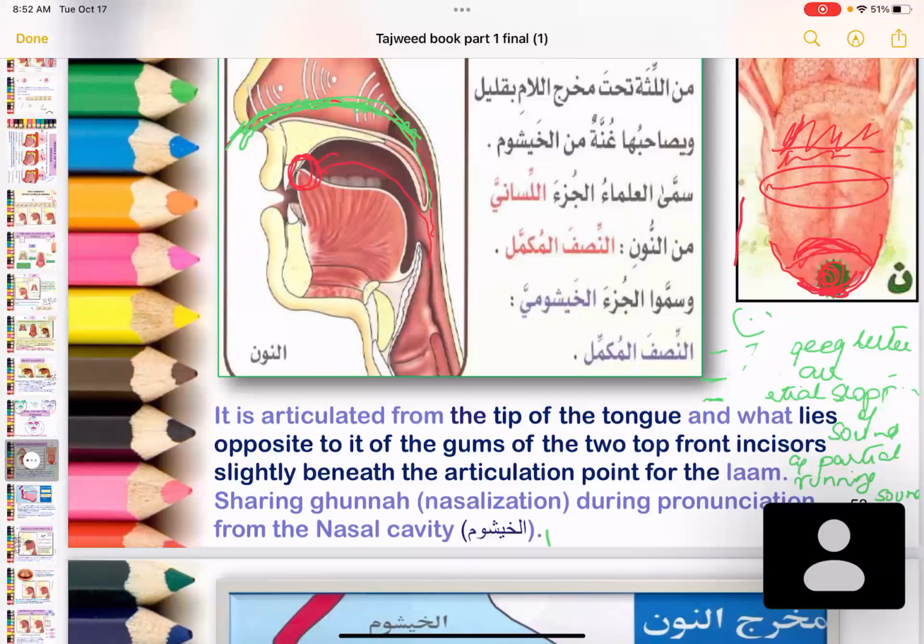Okay, so keep in mind two areas in the articulation of the letter Noon: the tip of the tongue and the nose. Because the sound is running from the nose, there is nasalization. What is nasalization? It's called ghunna. When you have Noon, Noon will always have a ghunna. You can never separate the ghunna from the Noon. Okay? Noon will always have ghunna.